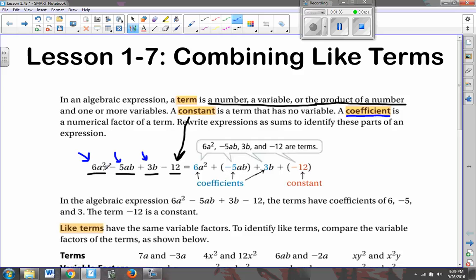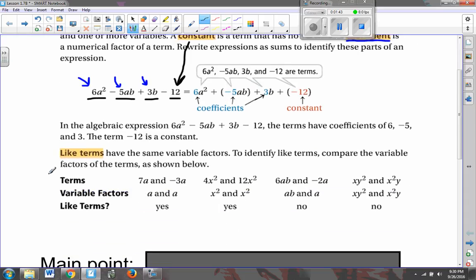So we can sometimes combine these terms if they are what we call like terms. Like terms have exactly the same variable pieces, exactly the same variables. So they both have an a, or they both have an a squared, or they both have an a and a b. They have to have exactly the same variable factors. To identify like terms, compare the variable factors of the terms as shown below. Variable factors mean the letters attached to the numbers in the term.